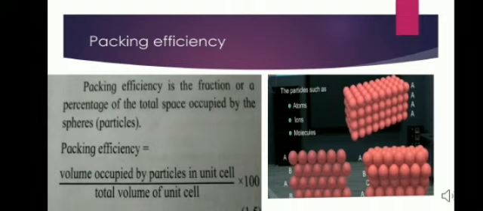Like coordination number, the magnitude of packing efficiency gives a measure of how tightly the particles are packed together. Now, packing efficiency is the fraction or percentage of total space occupied by the spheres, and it is given by the volume occupied by the particles in the unit cell upon the total volume of the unit cell, into 100. Now, let us calculate the packing efficiency in different packing arrangements.